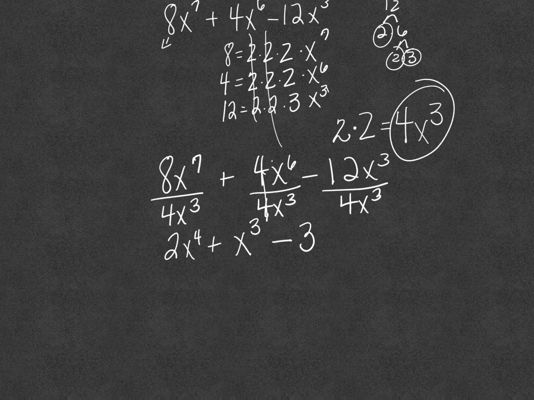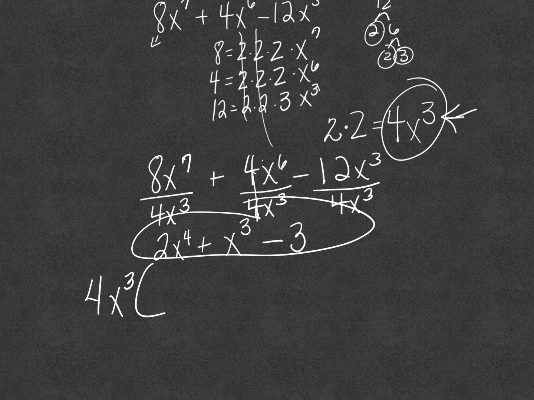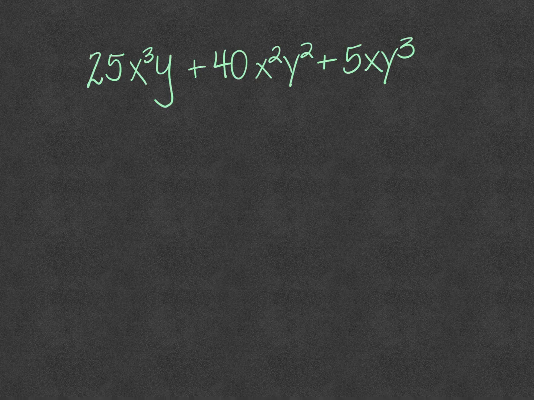Okay? So now I'm going to rewrite my problem by using my greatest common factor, which is 4x to the 3rd. And then I'm going to use what I have left over as the rest of my answer. This may seem difficult, but it's really not when you get all the steps. All right, so let's try another one here, okay?